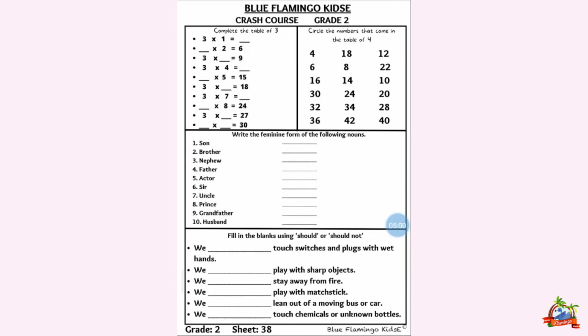Write the feminine form. Okay, you have to write the feminine form of all these masculine forms. Like son, son means बेटा, SON. The feminine form will be daughter, बेटी, DAUGHTER, daughter means बेटी. Next is brother, brother means भाई.